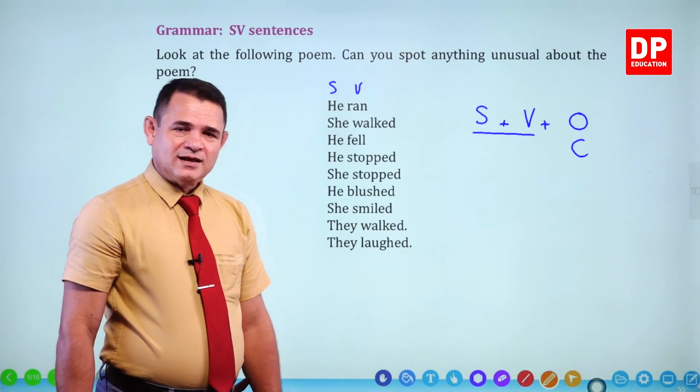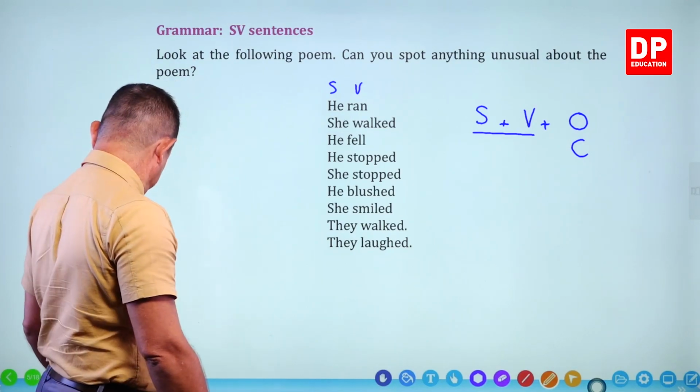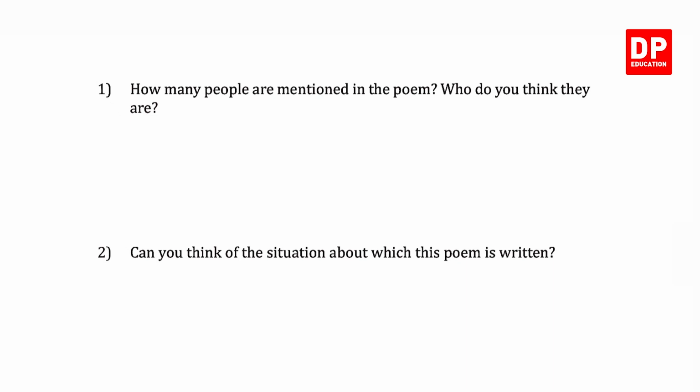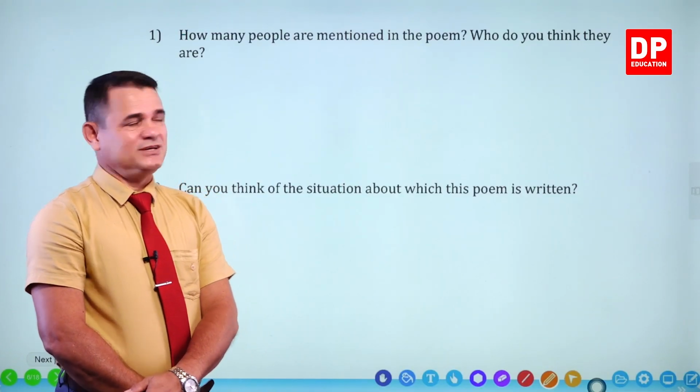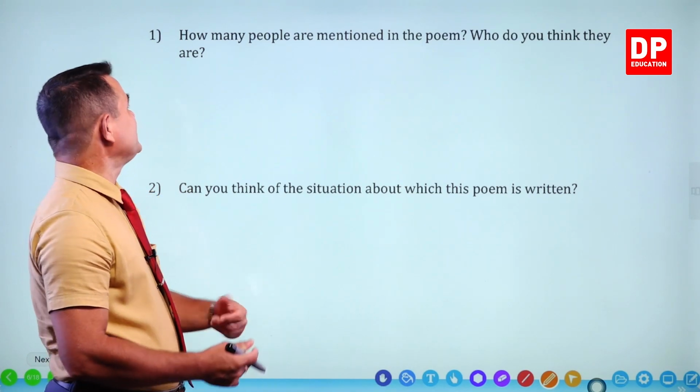Right? And now, how many people are mentioned in the poem? Who do you think they are?